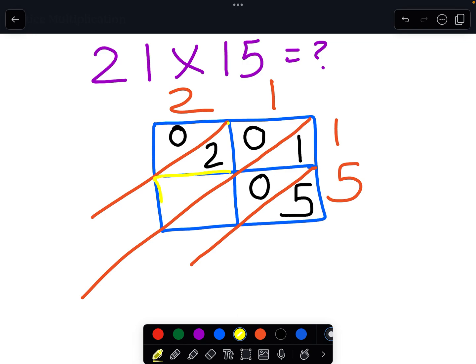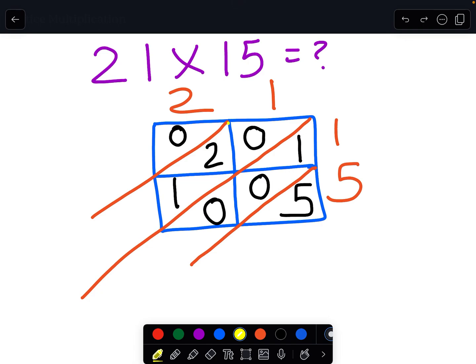And now we have this one little rectangle there. That's going to be 5 times 2. 5 times 2 is 10. With 10, I'm going to put the 10's digit in the top triangle, and then the 1's digit, which is the 0, in the lower part.